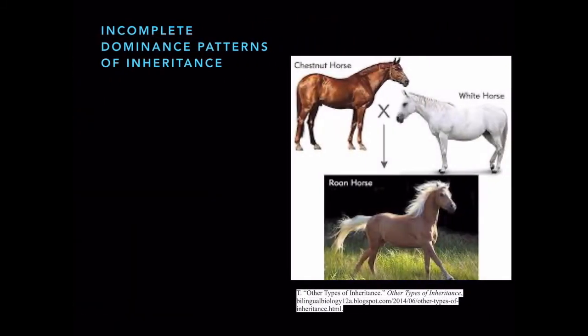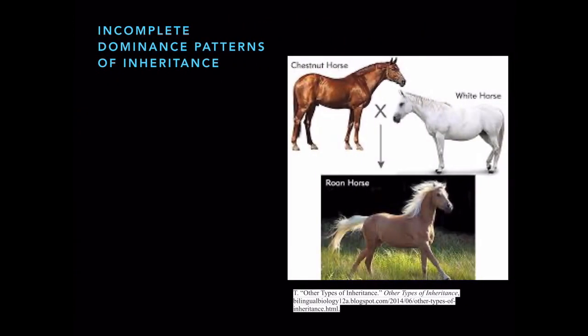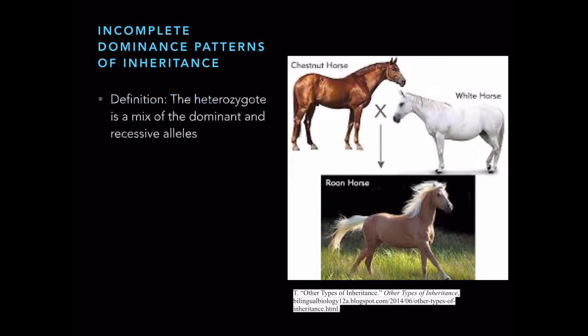Our next type of inheritance is incomplete dominance. The heterozygote is a mix of the dominant and recessive alleles. Let's look at the genotypes and compare it to the picture on the right. Homozygous dominant, RR, the chestnut horse.